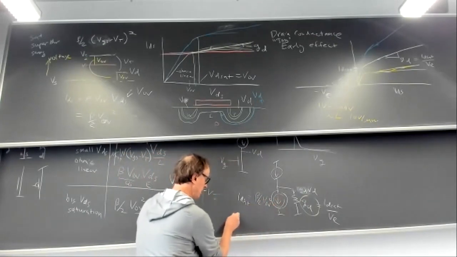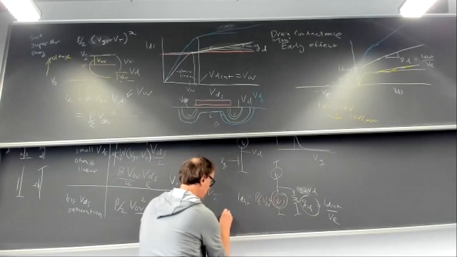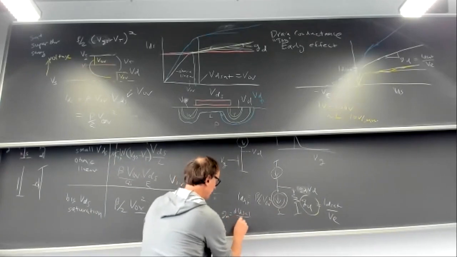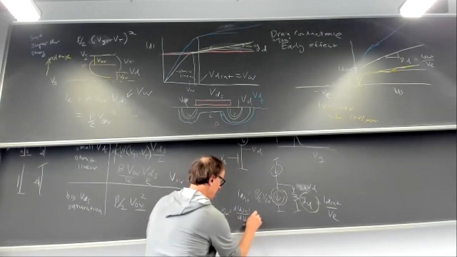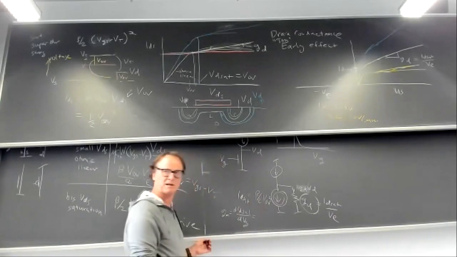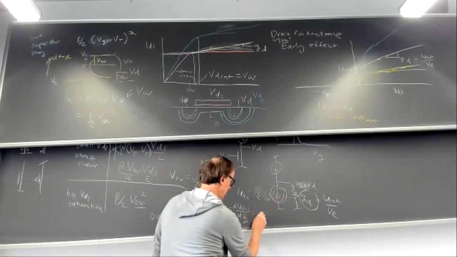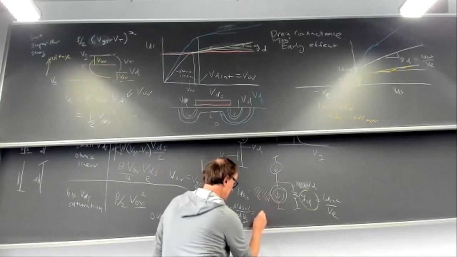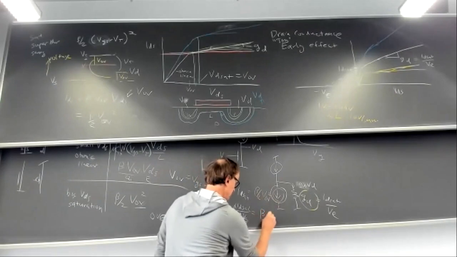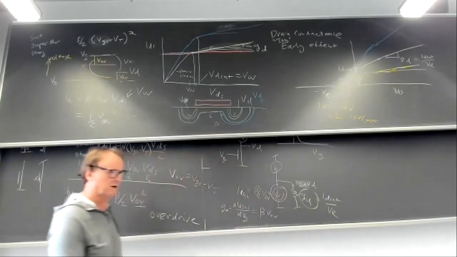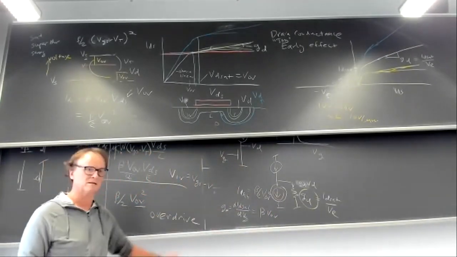So you have to compute the GM, which is dI_D sat over dVG. It's called the transconductance. You have to compute the derivative of this with respect to VG, right? It's just using the chain rule. It's just beta. The 2 comes out. It's beta times the overdrive. If you differentiate that with respect to overdrive, that's the transconductance.